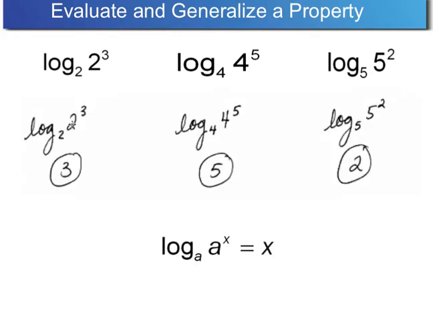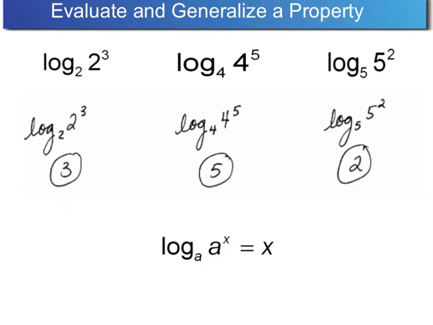So log base 2 of 2 to the third is 3. Log base 4 of 4 to the fifth is 5. Log base 5 of 5 squared is 2. That generalizes to base a. Log base a of a to the x is x.